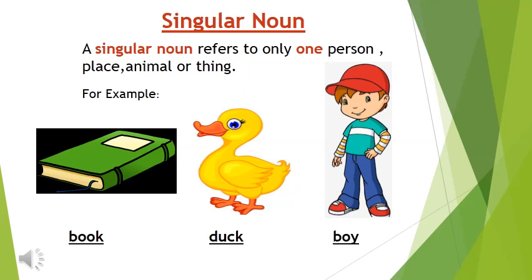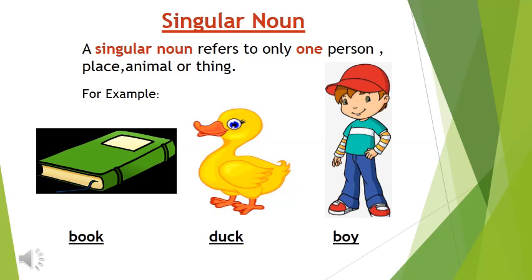First, let's talk about singular noun. Singular means single or one. So in singular noun, we talk about only one person, place, animal or thing. As you can see in the pictures in front of you, there is one book, one duck and one boy. So students, you have learned what singular nouns are.